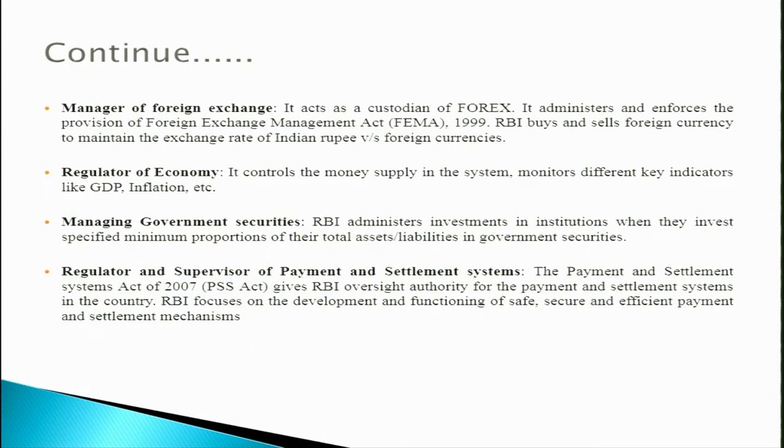You need to understand that the foreign currency exchange rate is very important for any economy. For example, if our currency is so devalued that for $1 the rate is 400 rupees, then it will be impossible for our business people to export their products to outside markets, because then there is no value of their money. So in that scenario, they have to manage.